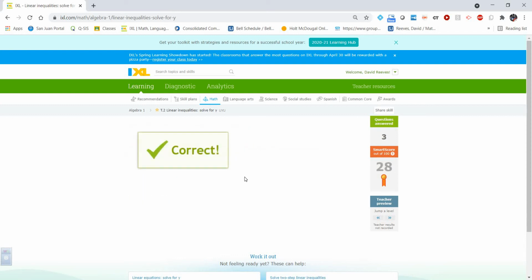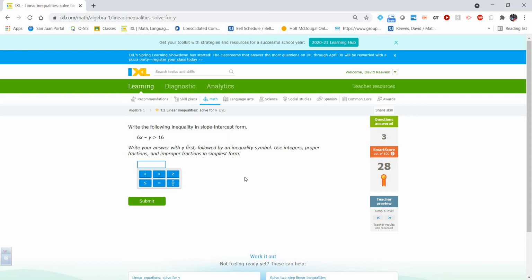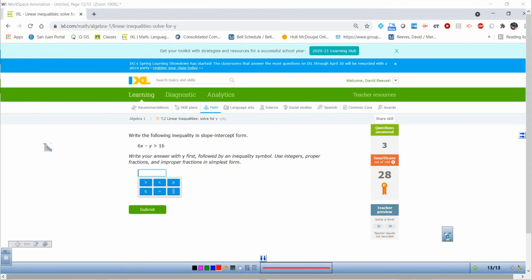How did we do? Alrighty, same idea here. I've got 6x minus y is greater than 16. I want to get that y by itself, so I'm going to subtract that 6x. But what's left? Not y, not plus y, minus y, or negative y is greater than, and again, I'm going to write negative 6x plus 16, because I'm looking for y equals mx plus b. Of course, it's not going to be equals. It's going to be greater than or less than.